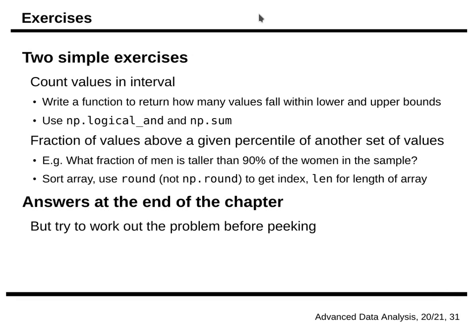The first one is to count the values in an interval. So for example, suppose we want to know how many men in this sample are between 170 and 180 centimeters tall. We generalize this, so we write a function that allows us to ask this question in general: given a set of values and lower and upper bounds, how many are inside that range.